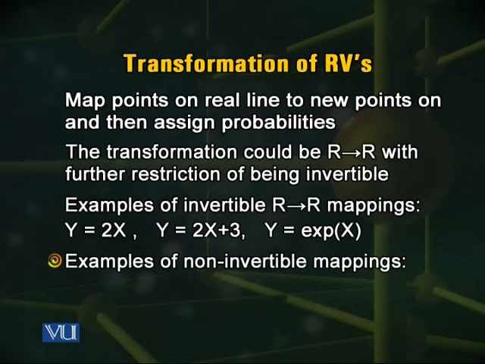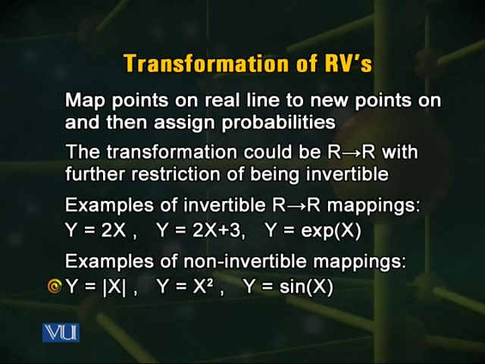And examples of mappings which are many to one could be y is equal to absolute value of x, or y is equal to x square, or y is equal to sine of x. Well, this sine of x could be one-to-one if the domain where x is defined is limited. But if the domain is unlimited, then this mapping y is equal to sine x is usually many to one.